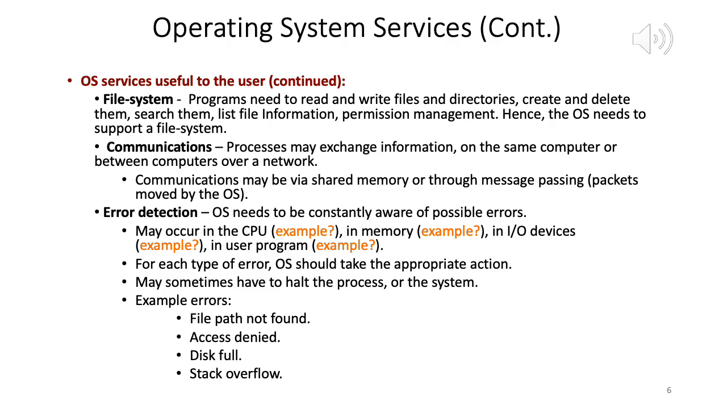Communications, of course, very important. Processes may exchange information either on the same computer or between computers over the network using the internet. Communication may be via shared memory or through message passing. Network packets are moved by the operating system. These days, all computers are connected, which was not the case many years ago. Before the internet was invented, machines were standalone, and it was not possible for one machine to communicate with the other. Of course, all that has changed now. All machines are connected using the internet network. So the OS needs to provide a communication service.